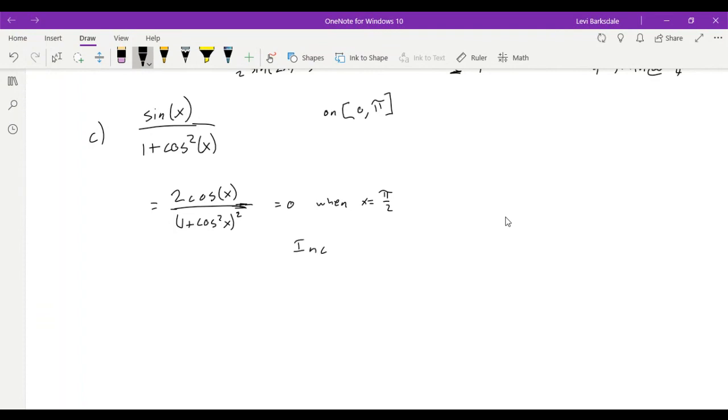So cosine again is positive from 0 to pi over 2, so we're increasing on that interval, decreasing after that, and that means we have a maximum at x equals pi over 2.